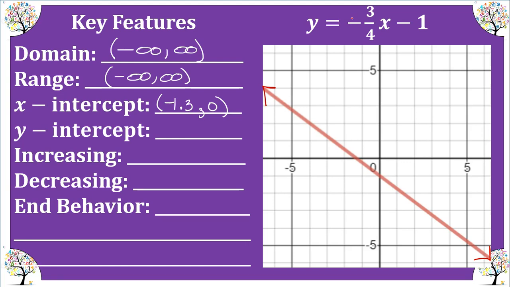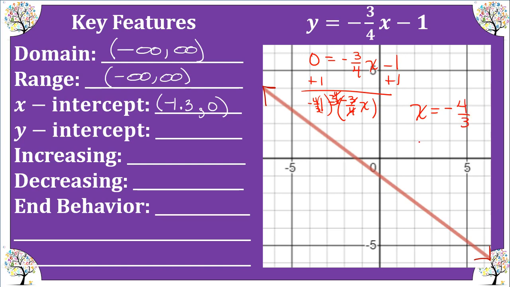So the x-intercept is when y is 0. So let's plug it into the equation. Let's isolate the x. And now let's multiply by the reciprocal, negative 4 over 3. X equals negative 4 over 3. I should put parentheses right there. So it's negative 4 over 3 times 1, and we get negative 4 over 3.